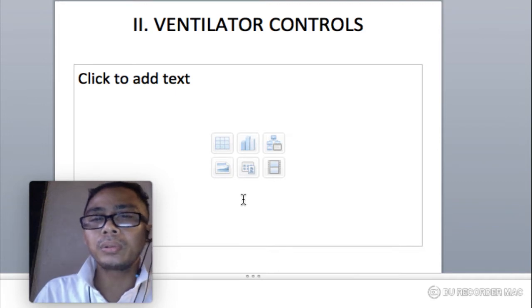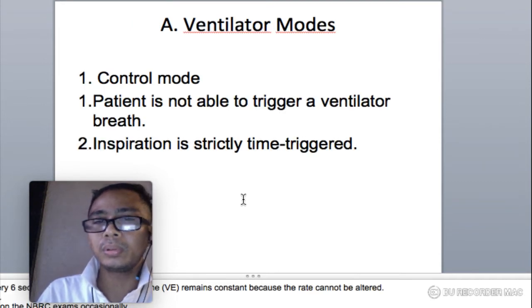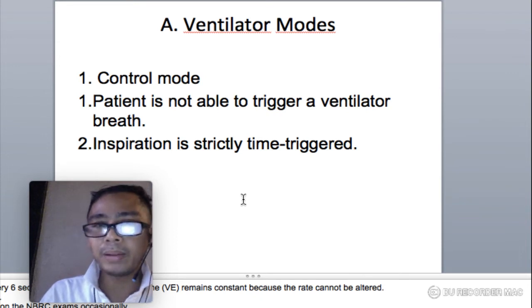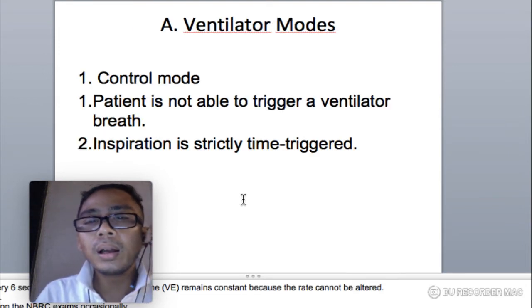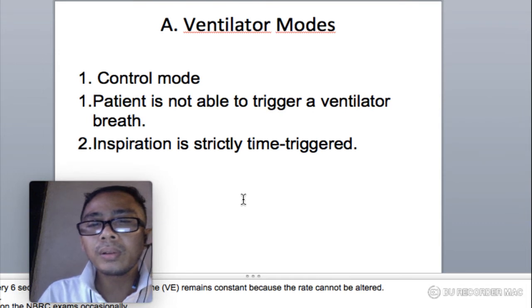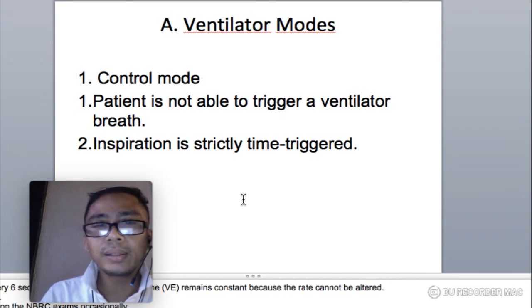So, ventilator controls. We have the control mode. So what is a control mode? In the control mode, the patient is not able to trigger the ventilator breath. So inspiration is strictly time triggered. You can only put the patient in control mode when you paralyze the patient or put the patient in a coma. So in this mode, 100% of the control is triggered by the ventilator.